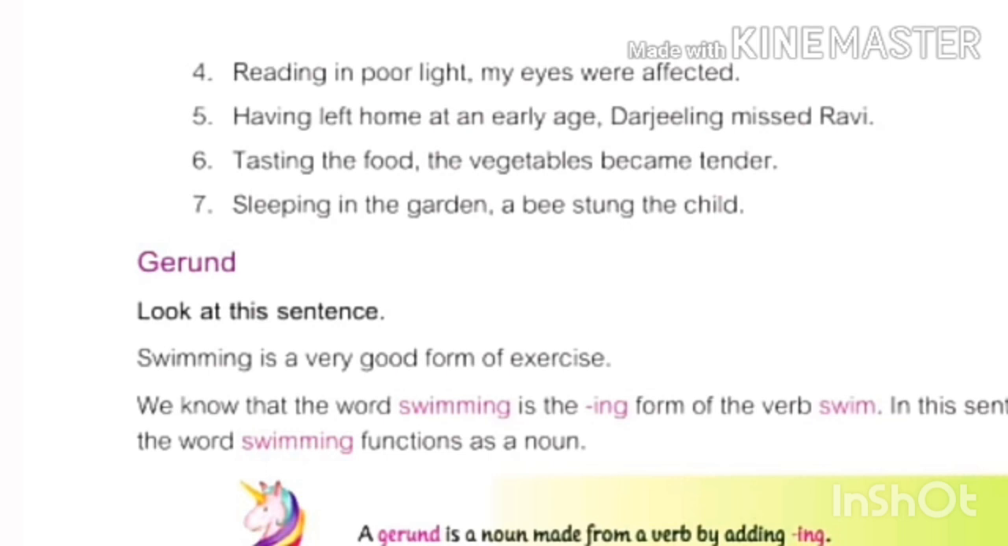Here I think there is some printing mistake, because actually the second sentence, "Darjeeling missed Ravi," is meaningless. Whole Darjeeling cannot miss Ravi. Or else it should be "Ravi missed Darjeeling," and even if "Ravi missed Darjeeling" would have been given, then also it is a direct answer. Means there is no question properly formed here. The answer is direct: "Having left home at an early age, Ravi missed Darjeeling." This is the answer. So it is a printing mistake somewhere in the question.